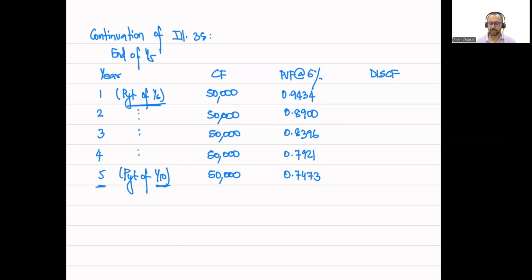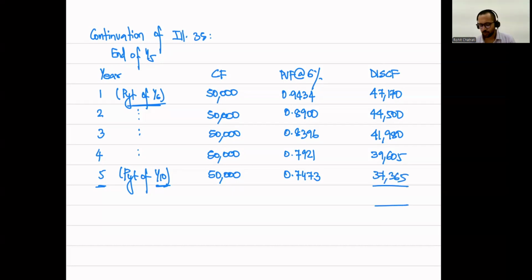50,000 multiplied by 0.9434 is 47,170. 50,000 multiplied by 0.89 is equal to 44,500. Then I have 50,000 multiplied by 0.8396, which is 41,980. And I have 50,000 multiplied by 0.7921, which is equal to 39,605, and for the fifth year it would be 50,000 multiplied by 0.7473, which is 37,365.